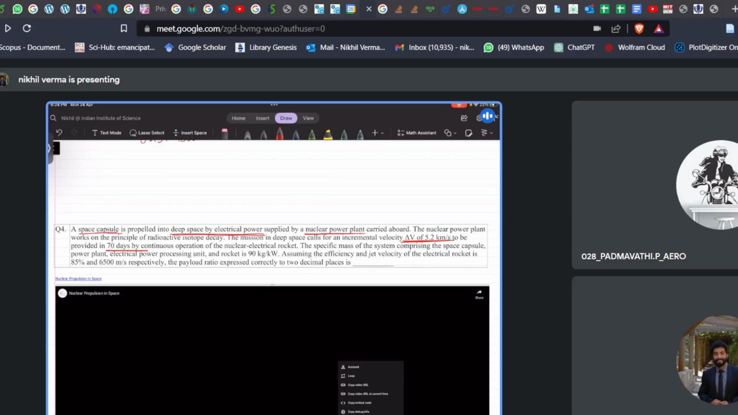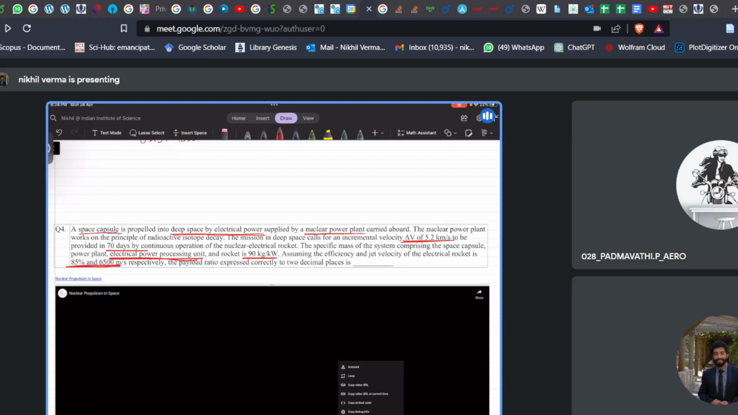The specific mass of the system comprising the space capsule, power plant, electric power processing unit, and rocket is 90 kgs per kilowatt. So we are assuming the efficiency and the jet velocity of the rocket is 85% and 6,500 meters per second.